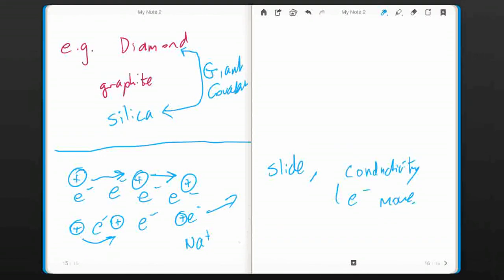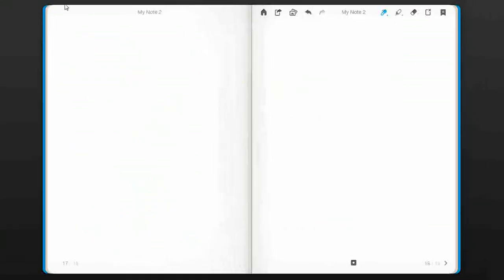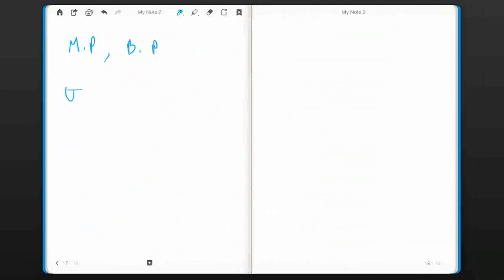Okay, so how can we tell what sort of thing we're looking at? If we have just a random chunk of material that we're not sure if it's metal, if it's covalent, or if it's ionic, or non-metal. We can look at the melting point, we can look at the boiling point. If it's high, then it's probably a giant lattice. But is it an ionic one or a covalent one? That's the question.